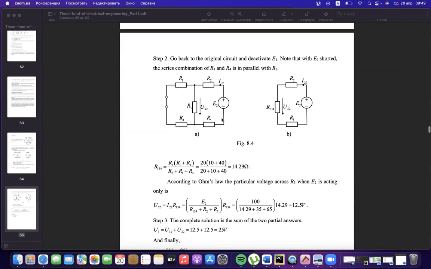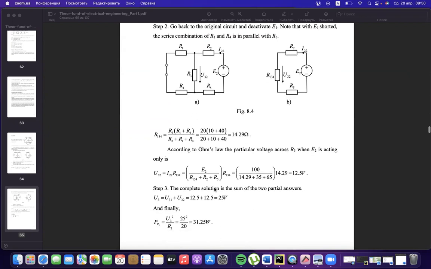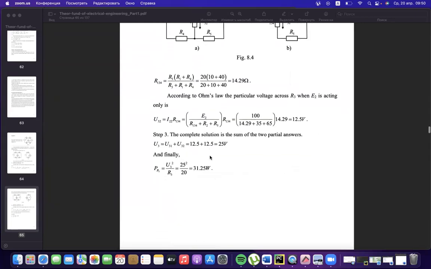Then could be done the same with E2, but resistors start adding from the left branch, starting from R1 and R4 in serial, then in parallel to R3, then in serial to R2 and R5. About 14 ohms total, and also could be found the voltage in central branch.